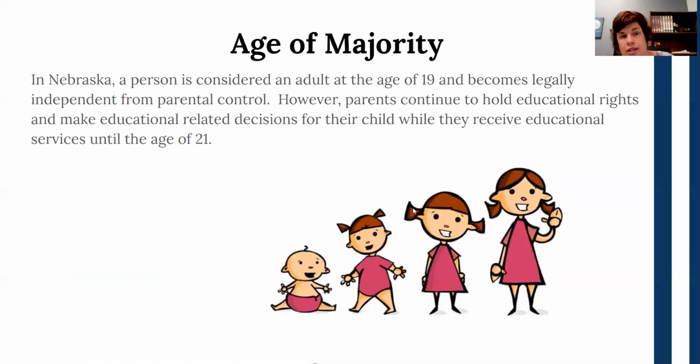So we are going to talk a little bit about the age of majority. The age of majority in Nebraska is 19. This is when a child is legally considered an adult. The age of majority, like I said, in Nebraska is 19. It varies in other states. A lot of them are 18, but in Nebraska, it is 19. It's important to realize that parents do continue to hold educational rights and can make educational related decisions for their child while they're still receiving educational services up until the age of 21.